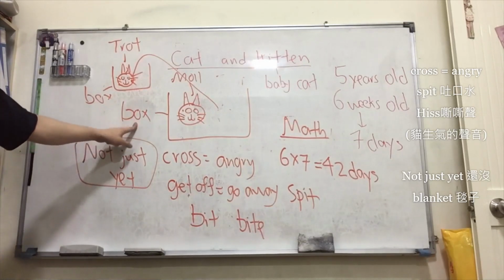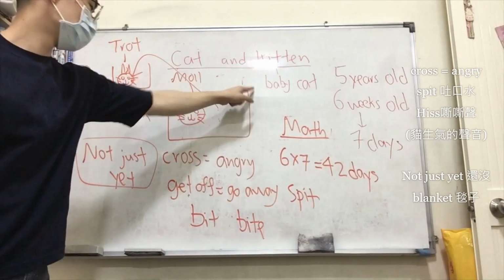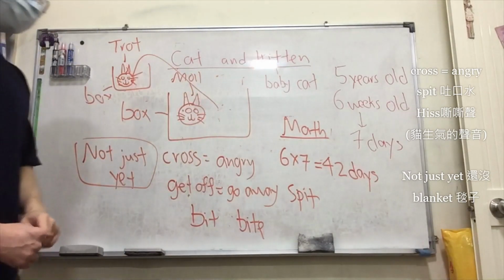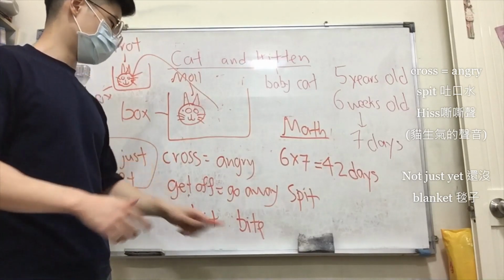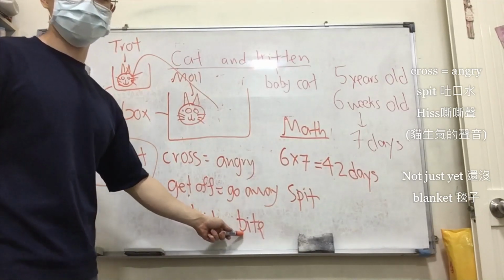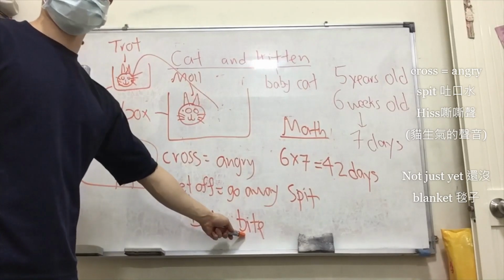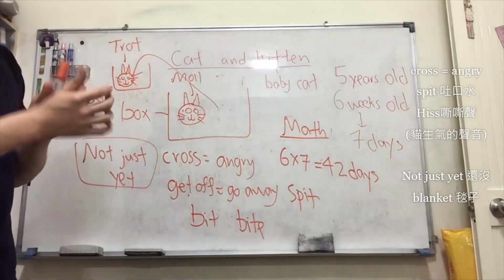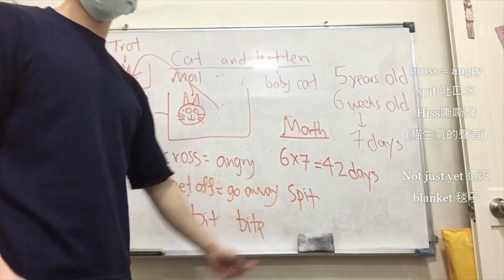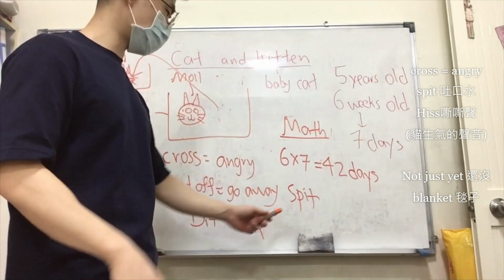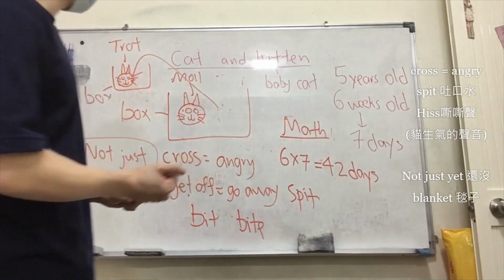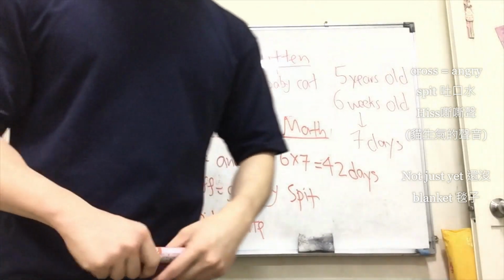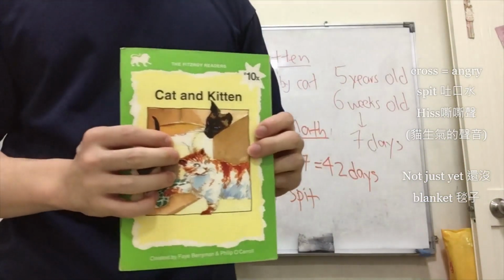Okay, we also have a box. This is a box, alright? And you have the word bite, okay? Bite, which is your homework. You're supposed to find out the meaning of this word. Okay? And we have the word spit, which is to use your saliva and spit. Alright? So that will be it for your story on cat and kitten.